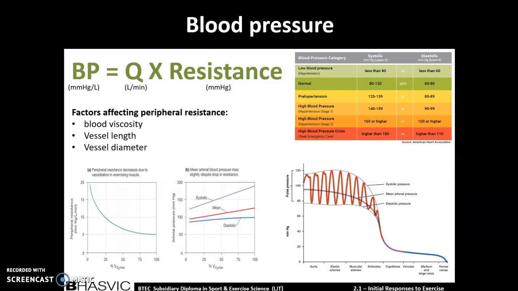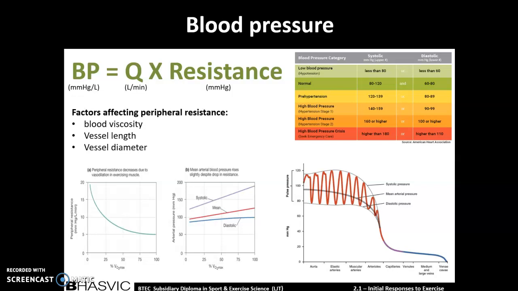So systolic is when the heart is contracting, and the diastolic is when the heart is relaxing. Resistance can also be known as peripheral resistance. So that's how difficult it is to pump blood through these blood vessels. And this can be affected in different ways, one of which is blood viscosity. So that's how thick the blood is.